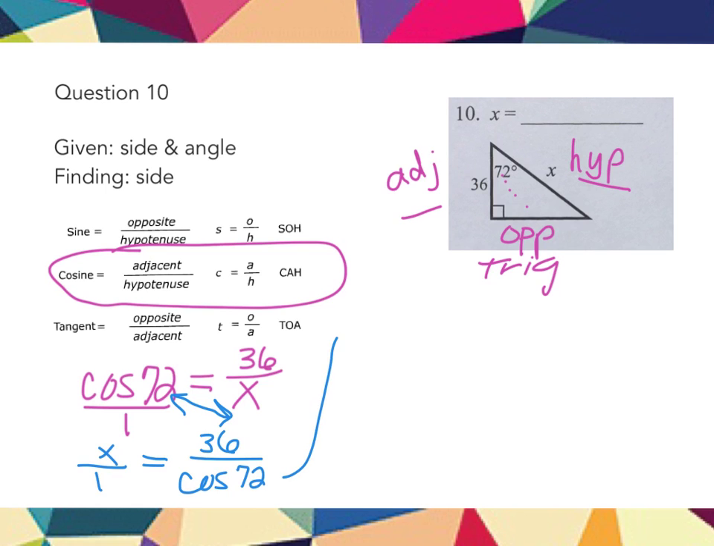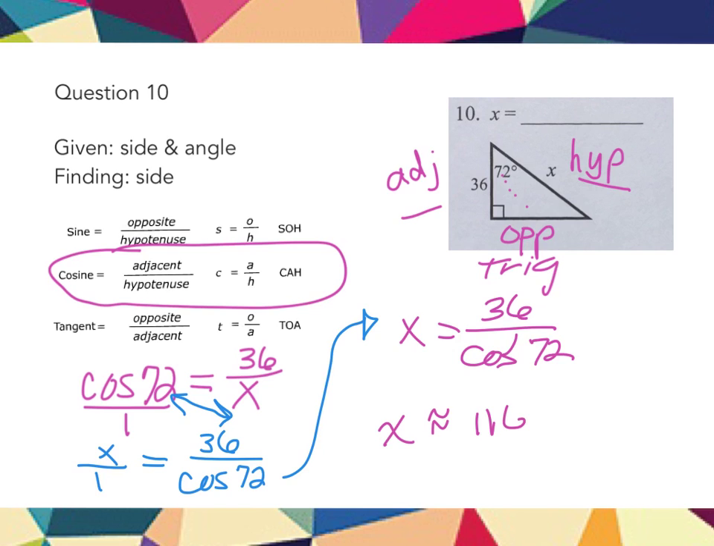So this is something that we could just plug into our calculator. When I plug this into my calculator, I'm going to say, all right, x is equal to 36 divided by the cosine of 72. Our calculator is going to do all that work for us, and we should get that x is approximately 116 and 498 thousandths. So our answer to number 10 is 116.498.